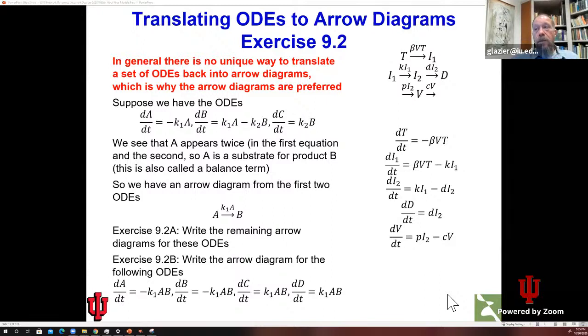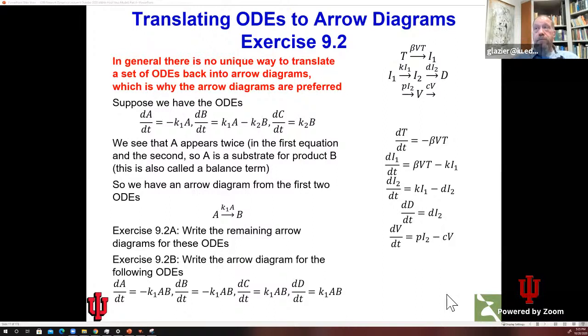And now let's think about going the other way. Somebody gives us a set of ODEs. We want to write the arrow diagram. That sounds easy. And in the cases I'm going to show you, it is easy.